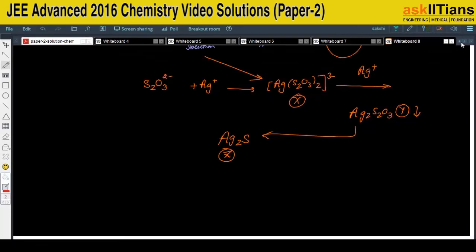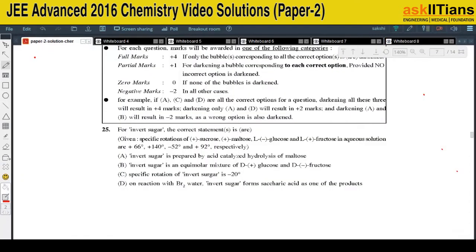So let me continue with this. Let me first read out the options for you. Option A says that invert sugar is prepared by acid catalyzed hydrolysis of maltose. Option B says invert sugar is an equimolar mixture of D plus glucose and D minus fructose. Statement C is specific rotation of invert sugar is minus 20, and option D says on reaction with bromine water, invert sugar forms saccharic acid as one of the products.